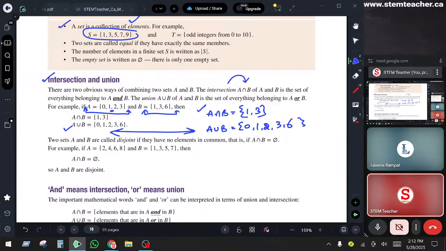And if A intersection B is empty, then we call them disjoint sets. Common element is empty. There is no common element. Is it clear?